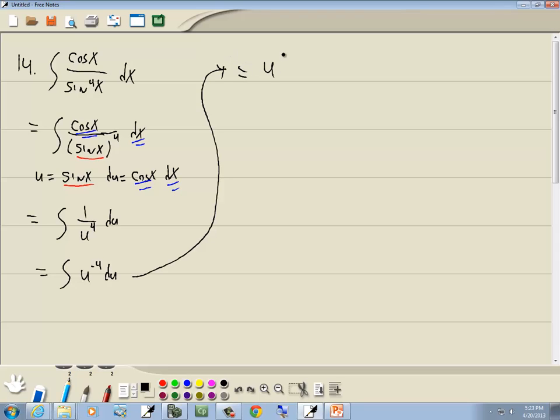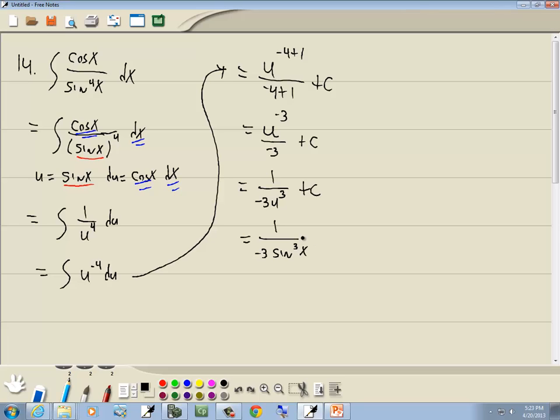Add 1 to our power, so we've got u to the negative 4 plus 1 over negative 4 plus 1 plus c, which gives us u to the negative 3 over negative 3 plus c. Take that u to the negative 3 back downstairs. So we've got 1 over negative 3 u to the third plus c. And plug our u back in now. We said u is equal to sine x, so we're going to have 1 over negative 3 sine to the third power plus c. And that's our answer.